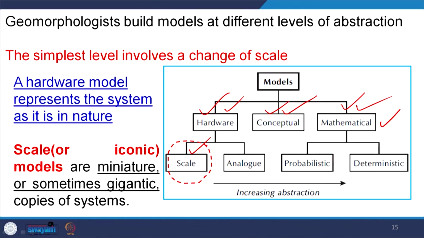Scale models are miniature and sometimes gigantic copies of the system, but even when we say gigantic copies, I am again saying it should be manageable. Unless it is a manageable scale, a manageable size, it is not a model.